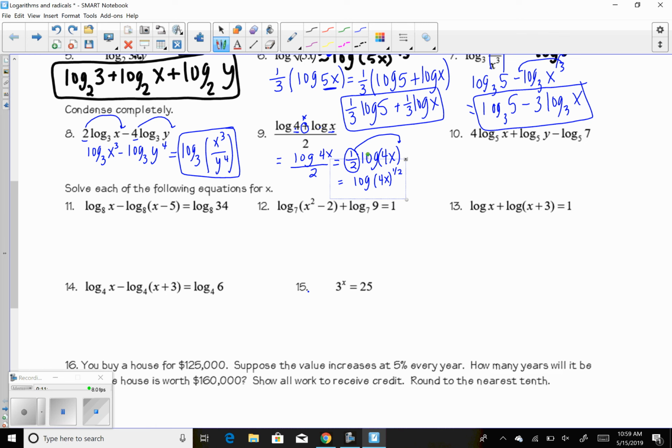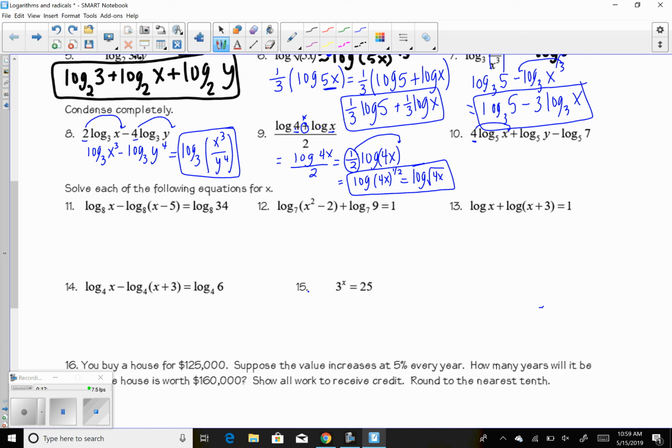You could stop there, or you can also know, hey, a power of 1/2 is the same thing as a square root. So it'd be like log of the square root of 4 times x. Both of these would be acceptable. So the over 2 is just crazy. You just bring it to the front as a 1/2 and move it to the exponent. All right, so 10.